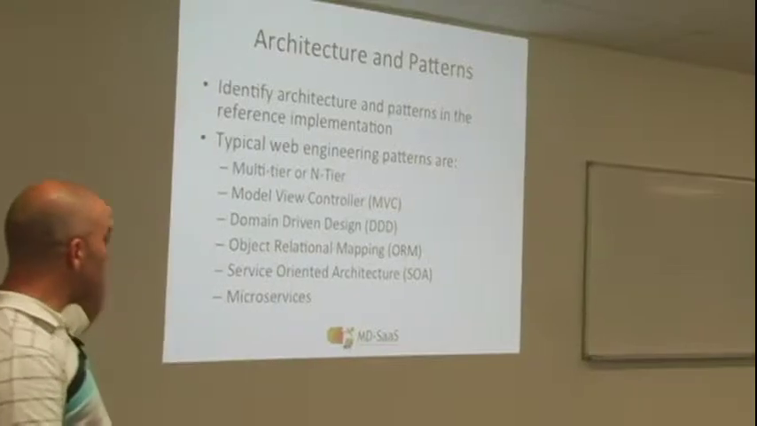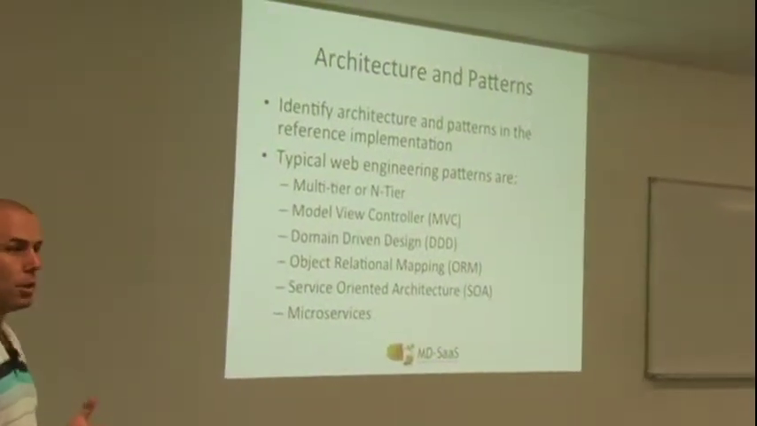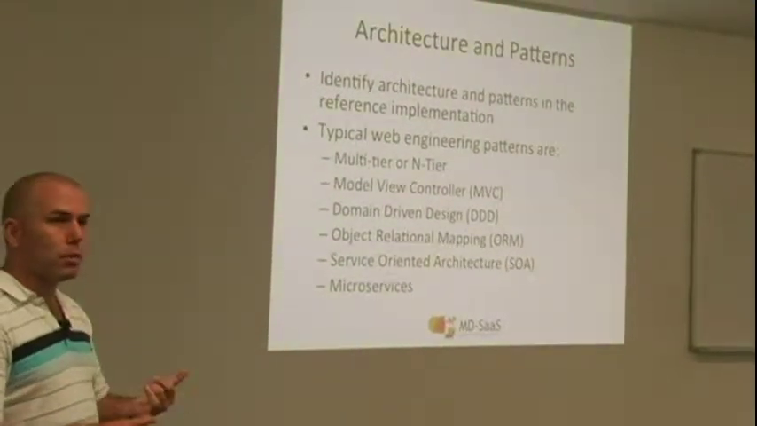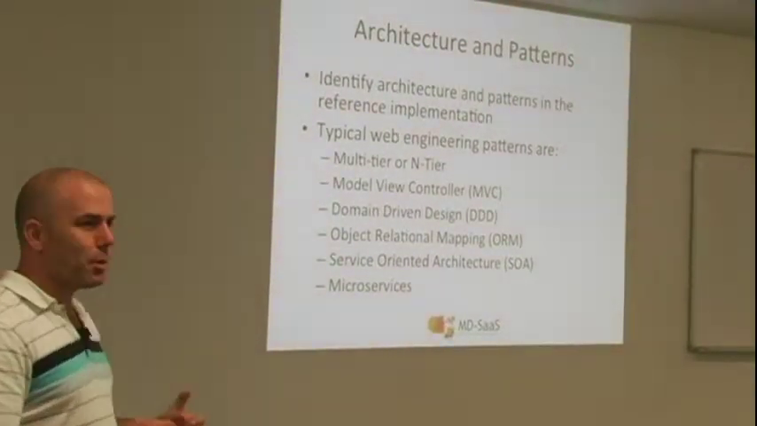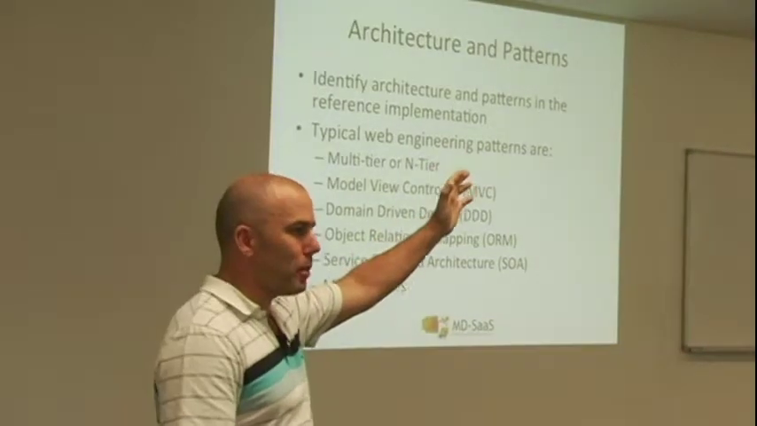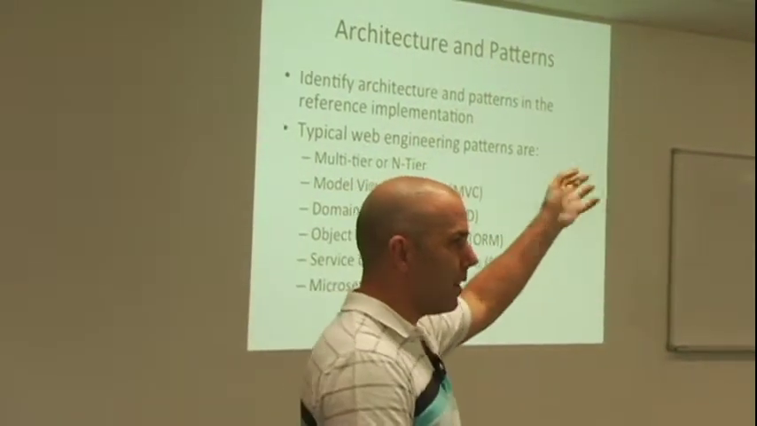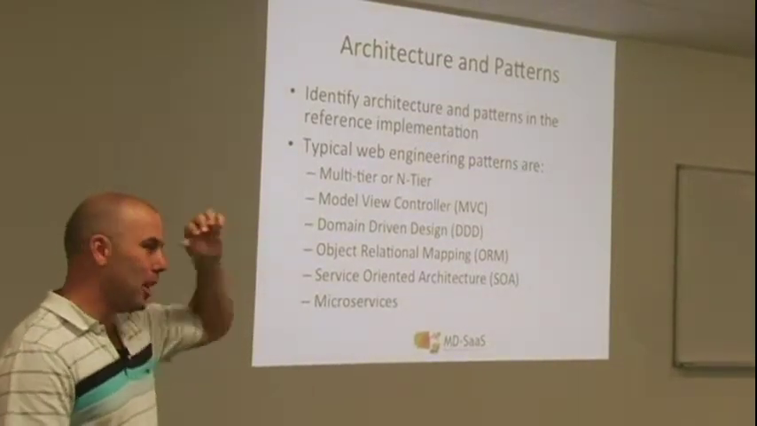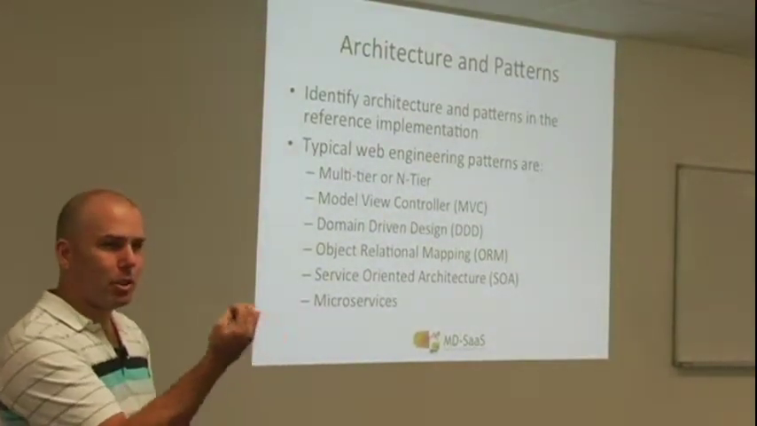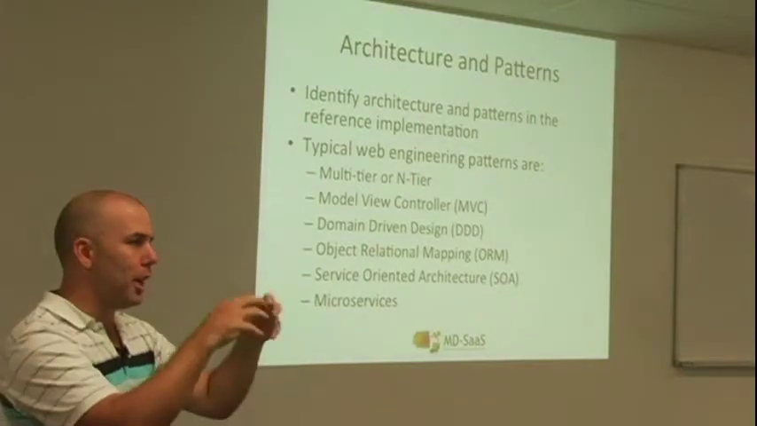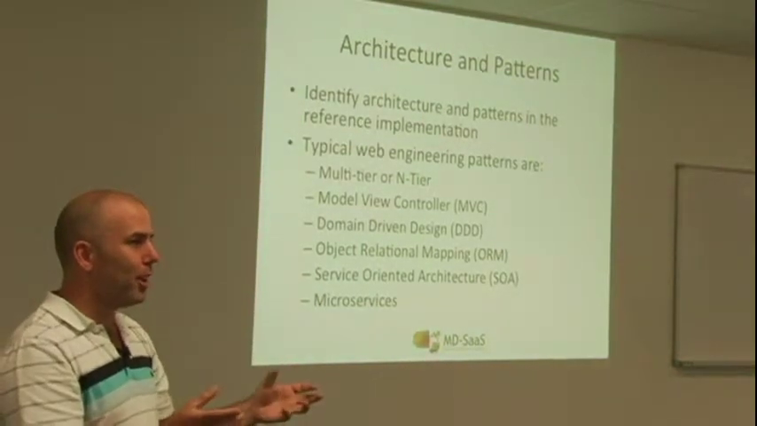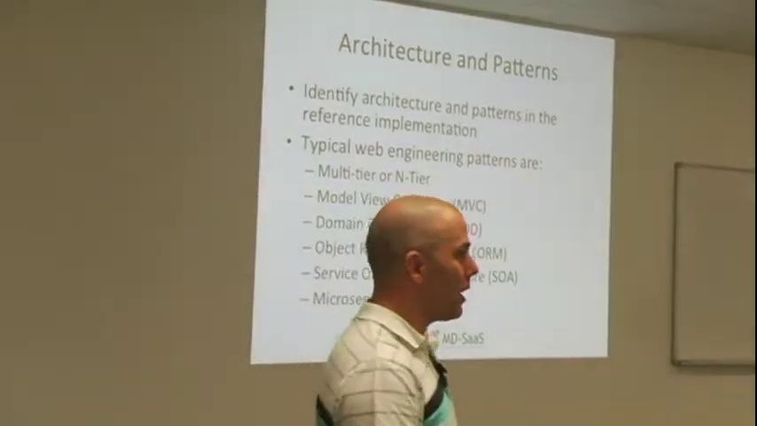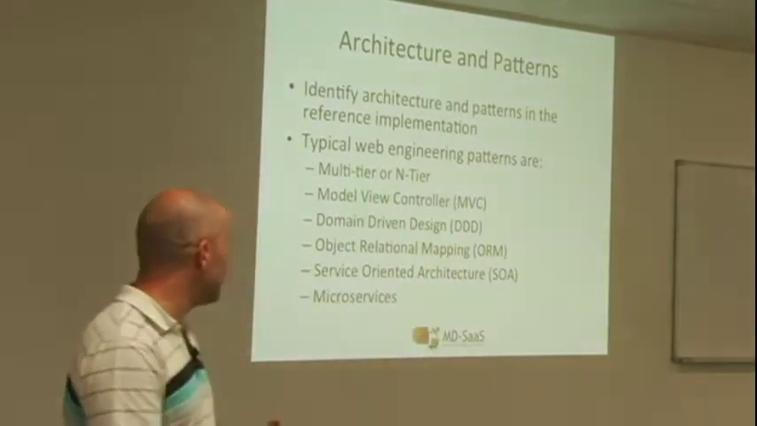Some of the typical web engineering patterns that we use are N-tier. We all know N-tier. Model view controller, domain-driven design. Who knows domain-driven design? You all use it every day of software engineering, but no one knows it. It's a concept of having an entity or a class that's just like, in Java terminology, a POJO, which is just a class with getters and setters. That's a lot of what domain-driven design is.